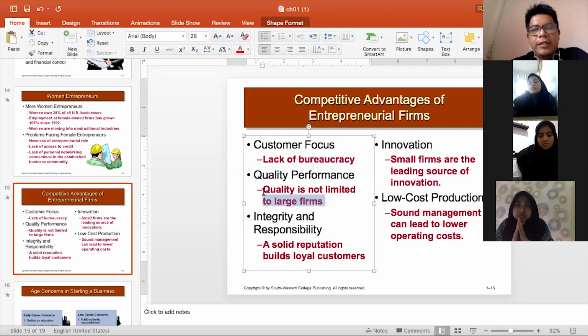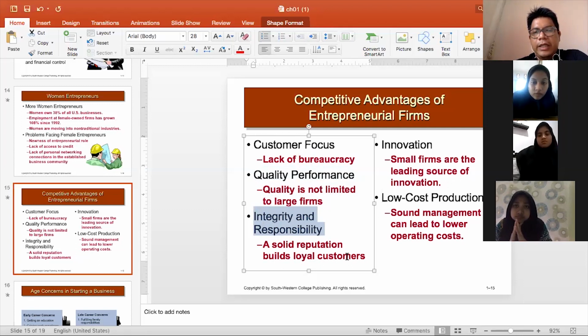Okay, quality performance. Quality is not limited to large firms. It's not only in large firms, but quality performance, of course, will also exist in small business and entrepreneurial firms. Integrity and responsibility: a solid reputation builds loyal customers. Of course, this is going to work in every business, not only small business.